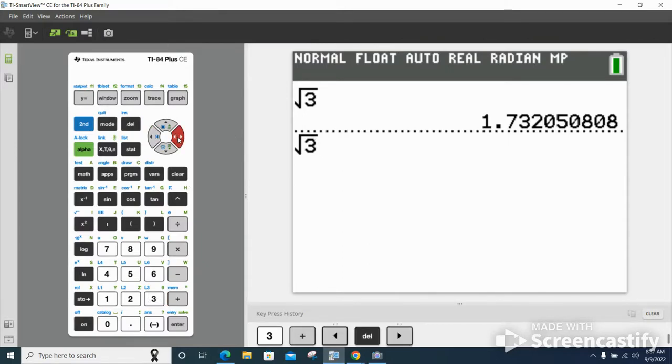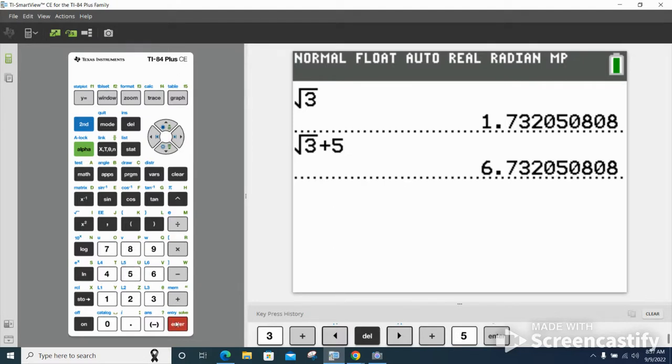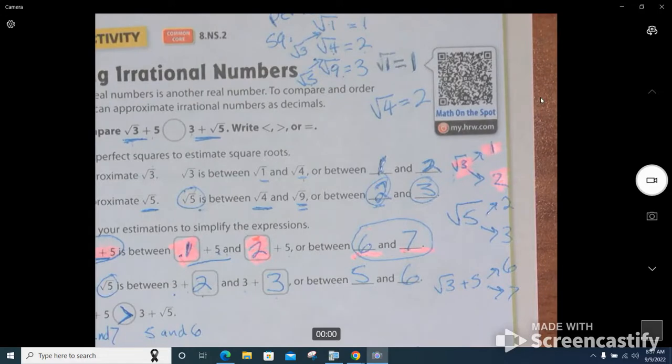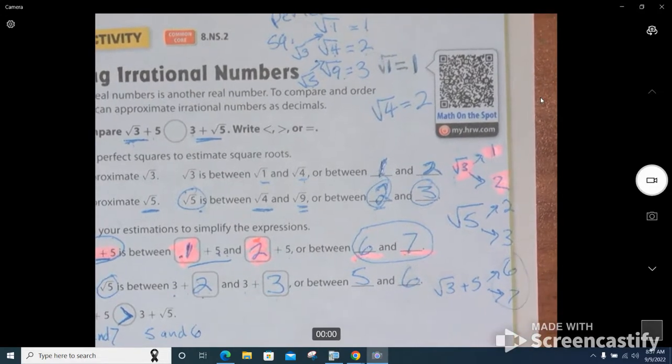So hit the cursor to the right, and that takes you out from under the radical symbol. And then hit plus 5. 6.73. Does that live between 6 and 7? Yeah. So what we did then is we used our calculators to figure out that the square root of 3 plus 5 lives between 6 and 7.